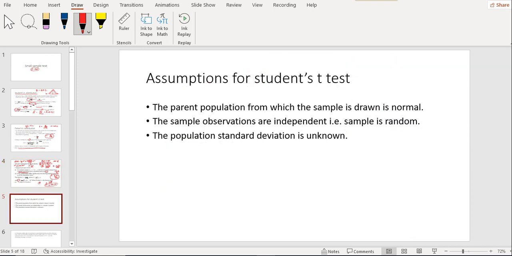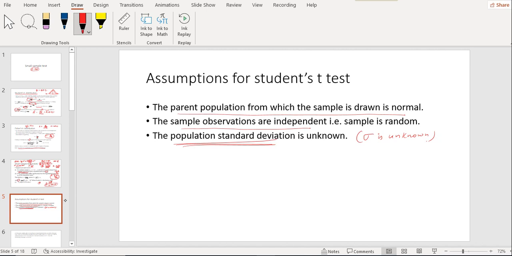Okay, so what are the assumptions for the student t-test? First, the parent population from which the sample has been drawn is normal. Second, the sample observations are independent, and this is the most important point, the population standard deviation is unknown. That means sigma is unknown. This is the necessary condition for the small sample test.